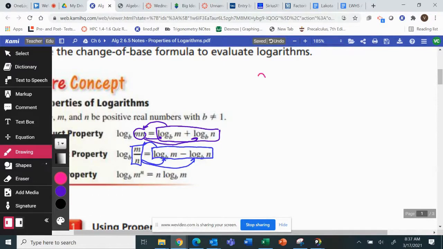And then the third major property that we had in chapter 5 was the power of a power. We had exponent on exponent. And Sierra, when I had exponent on exponent, what did I do? I multiplied them together.